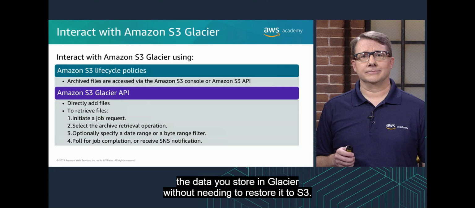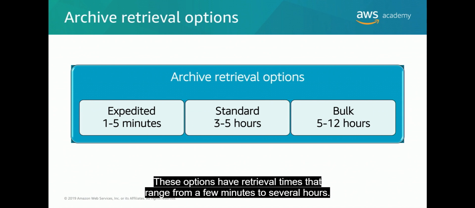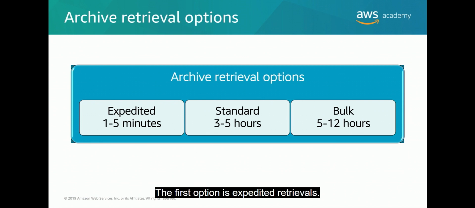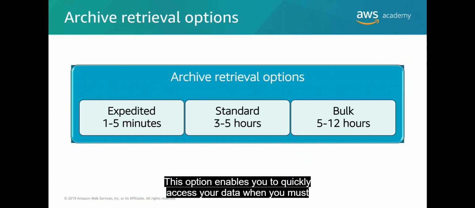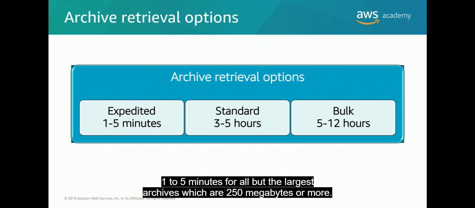To keep costs low, but still suitable for various retrieval needs, Amazon S3 Glacier provides three options for accessing archives. These options have retrieval times that range from a few minutes to several hours. The first option is expedited retrievals. This option enables you to quickly access your data when you must respond to occasional urgent requests for a subset of archives. Data accessed through expedited retrievals are typically available within 1 to 5 minutes for all but the largest archives, which are 250 megabytes or more.